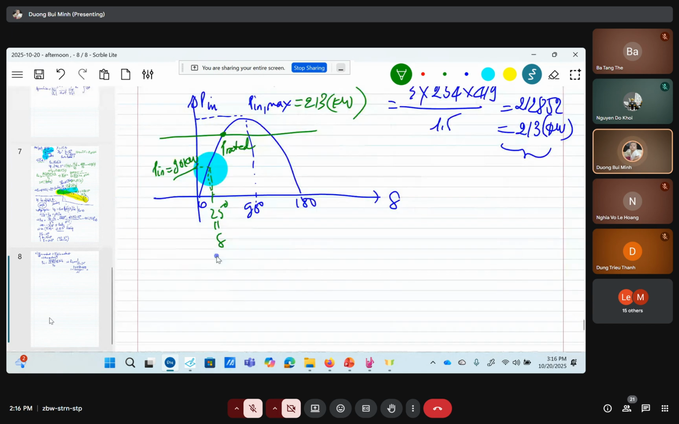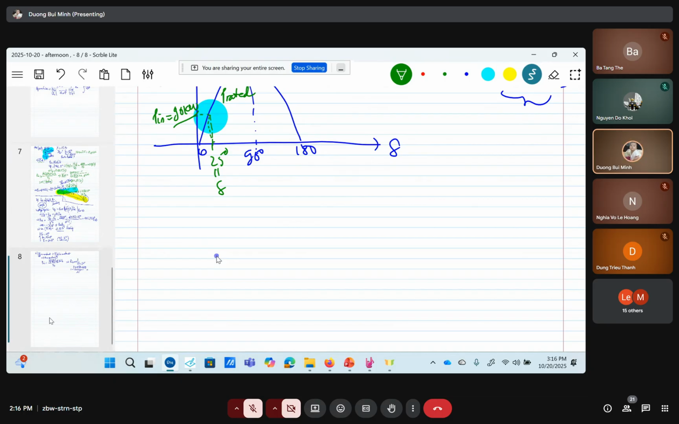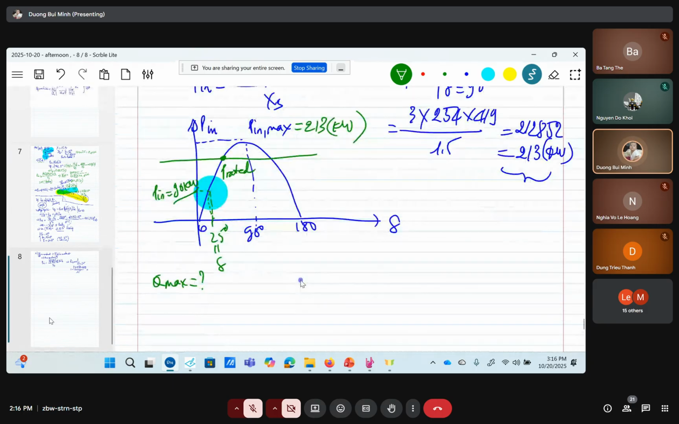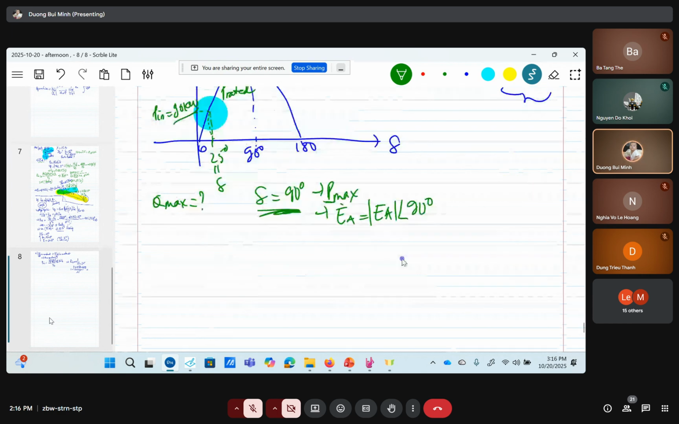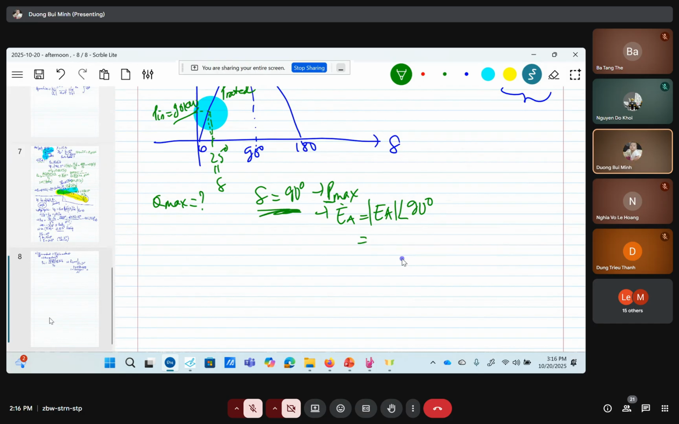So we also calculate Q max. Okay, Q max, how many? If delta is 90 degrees, you can get B max, right? And we also get EA, the magnitude of EA with phase angle 90 degrees, because at 90 degrees you get the B max. Now you can get EA: 1419.23 with 90 degrees.